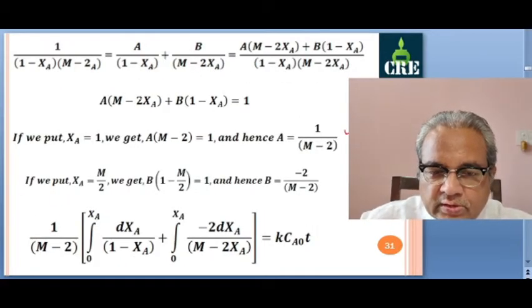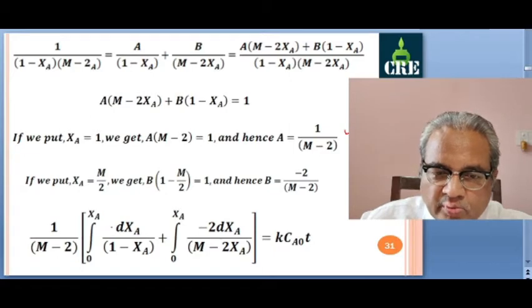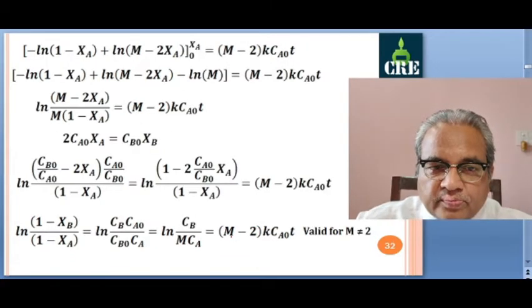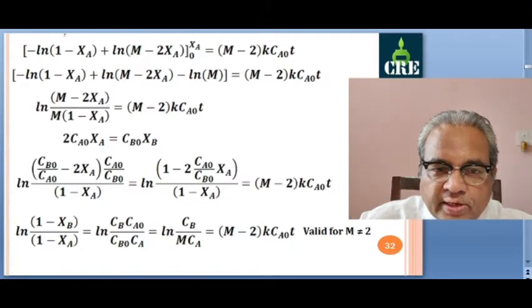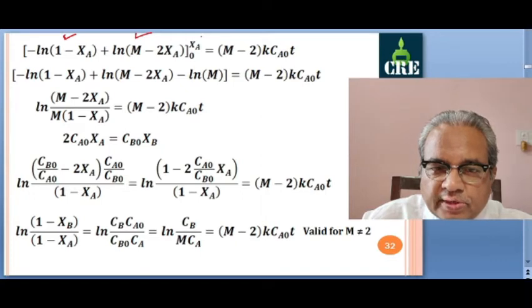So in both the cases, if we solve the integral, where the numerator is the derivative of the denominator, the result is log of the denominator. So we have to multiply by a minus sign here: minus ln of (1 minus xa). Here we already have a minus sign, so it is plus ln of (m minus 2xa). So the first term is minus ln of (1 minus xa), the second term integral is plus ln of (m minus 2xa). The limits of integration will be substituted, 0 to xa.